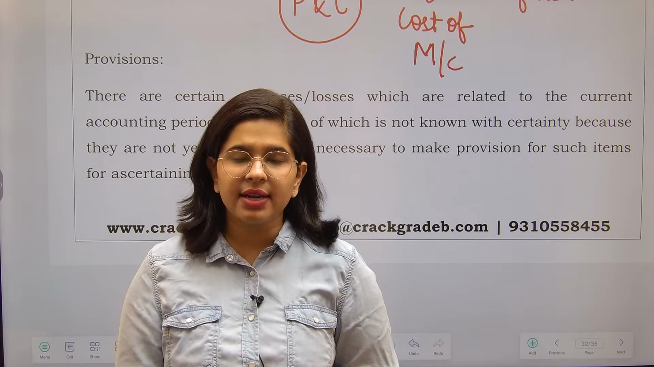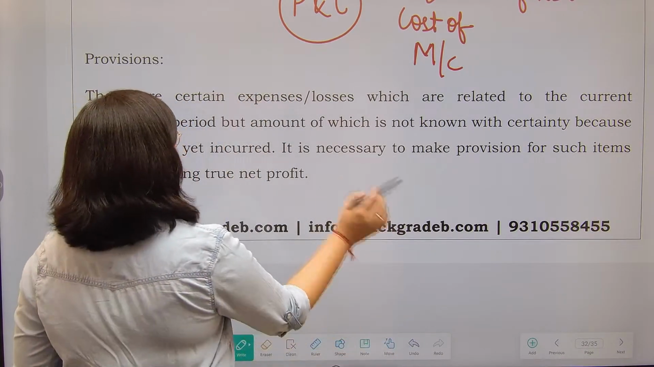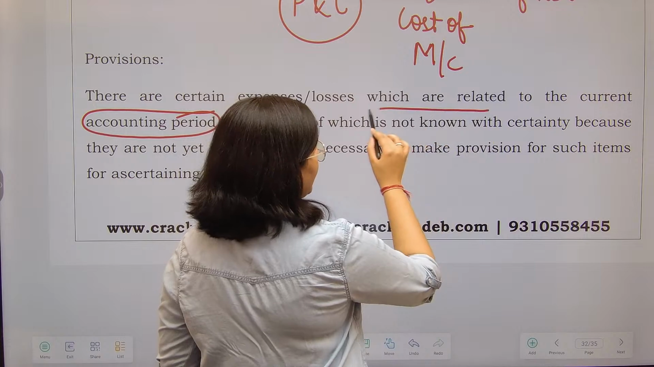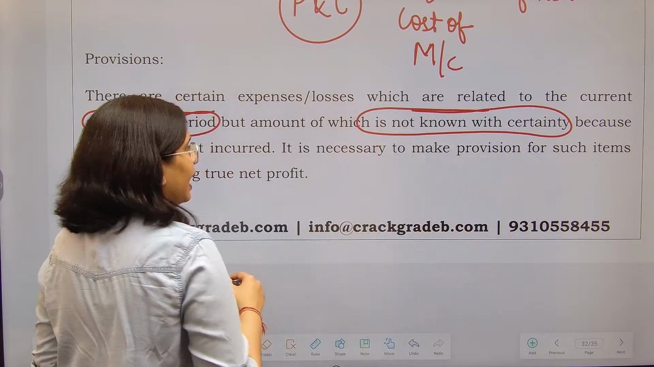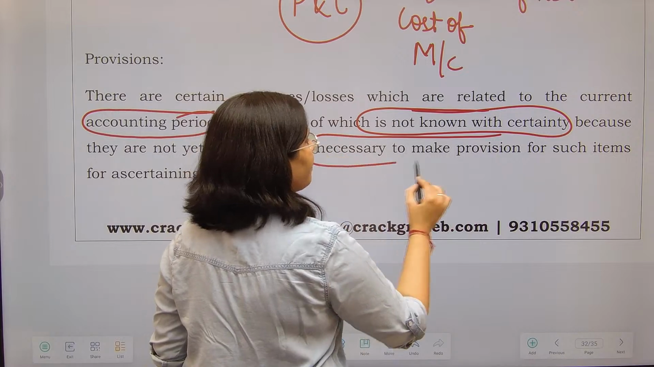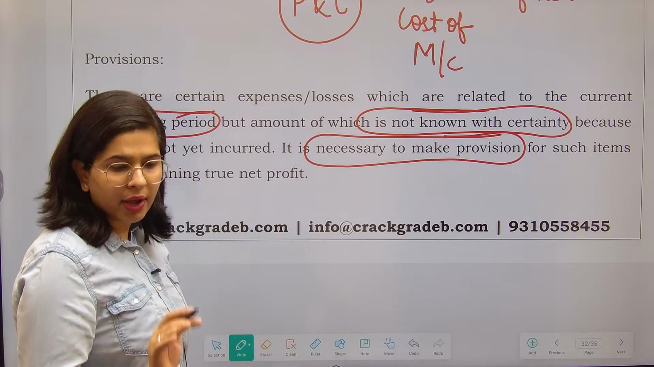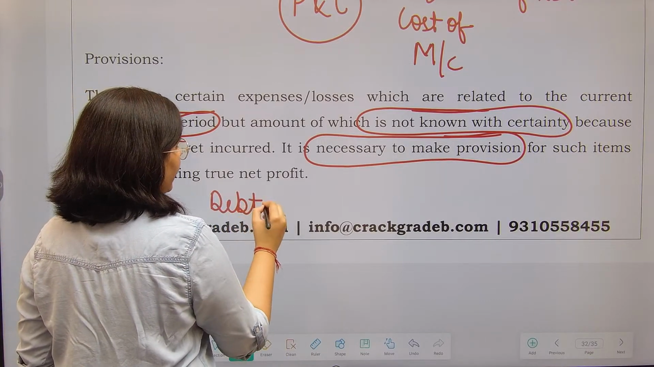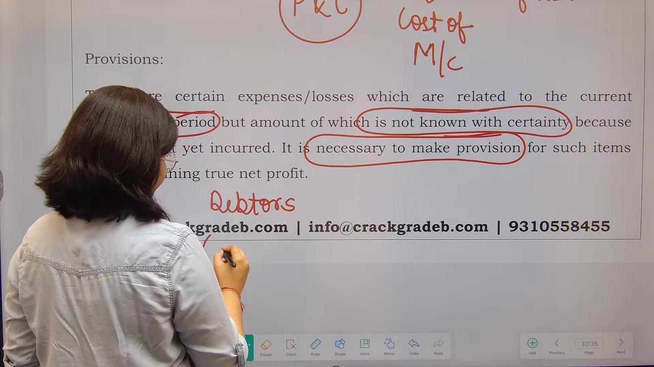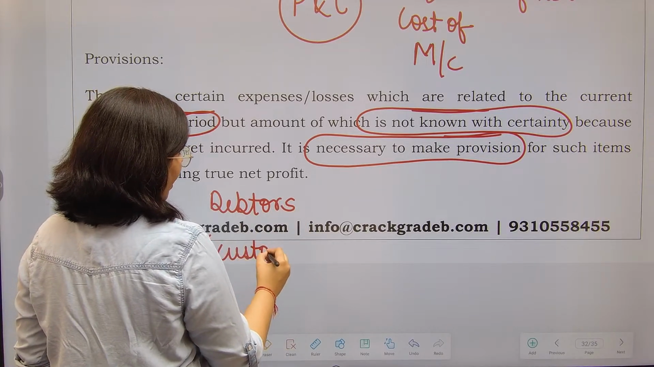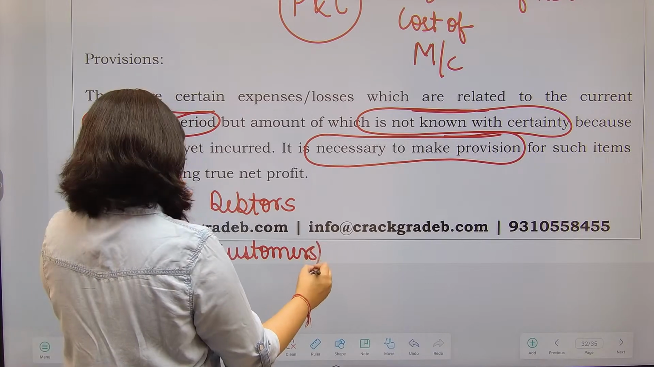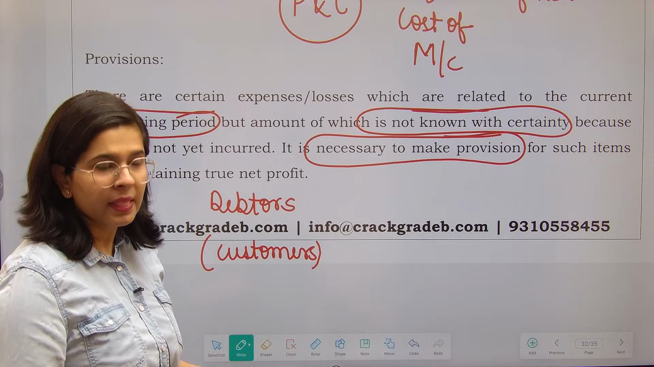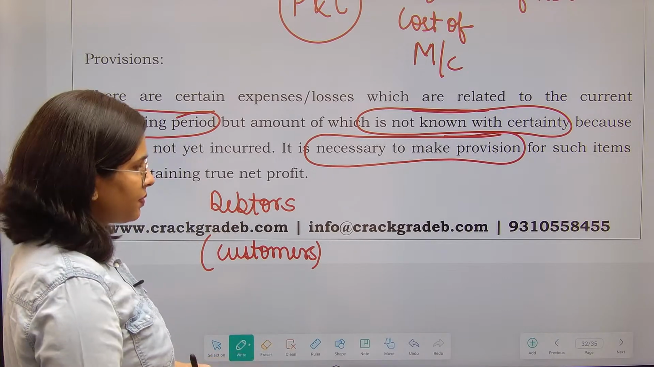So provisions means there are certain expenses or losses which are related to the current accounting period, but हमको अमाउंट नहीं पता है certainty से. That is why it is necessary to make provisions for such item. For example, debtors. Debtors कौन होते हैं? Debtors are my customers who have taken the product from my institution, right?